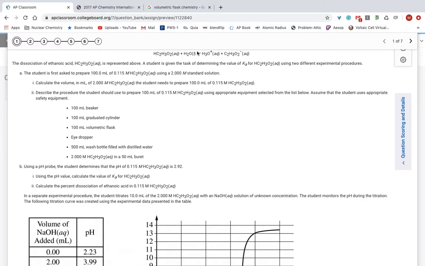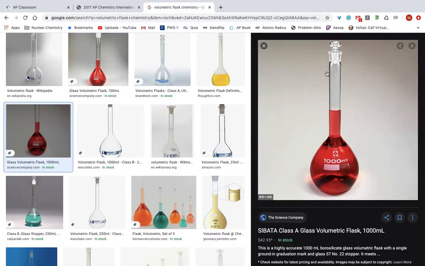One thing on here, a volumetric flask. I've shown you that before, but here's a volumetric flask. It has one marking on it, on the neck right here, so this is a 1,000 milliliter volumetric flask. It's got one marking. It's very, very precise to that one marking. So you have exactly 1,000 milliliters in that flask in this case.